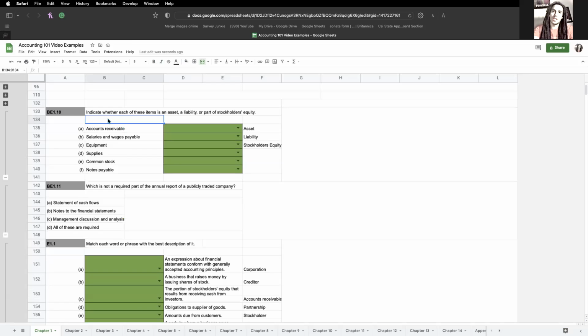All right. Indicate whether each of these items is an asset, a liability, or part of stockholders' equity. Accounts receivable is an asset. Salaries and wages payable is a liability. And it's because it has the word payable in it. So if you see the word payable, you can safely assume it is a liability. Equipment is an asset. Supplies, that is an asset. Common stock, that's a part of stockholders' equity. And then notes payable, that is a liability.